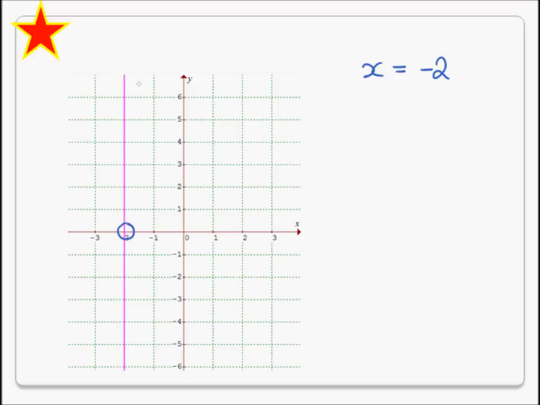And what that's actually telling us is every point on that line has its x value as -2. So for example, this point here is -2, 6. This point here is -2, 4. This point here, -2, 2. So every value in the x coordinate is -2.